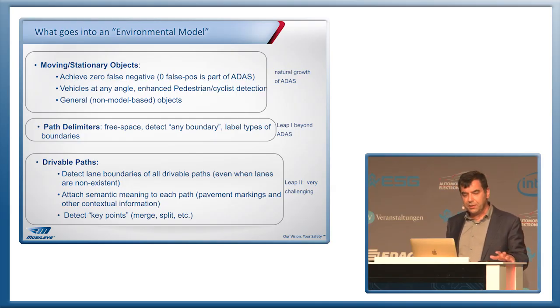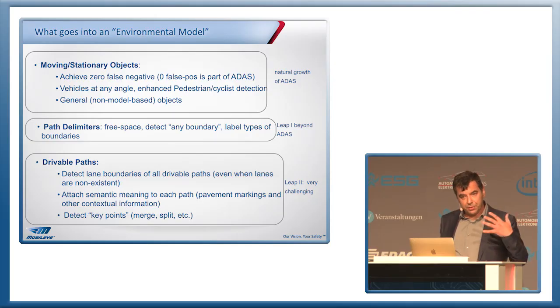The third one is really the killer. It is drivable paths. It is understanding where all the drivable paths are, reading all the pavement markings, connecting the drivable path with traffic signs, associating semantic meaning to each drivable path. Is this path heading to a highway exit? Is the path going straight? Is there a split? Is there a merge? All the stuff that we take for granted when we are driving is very, very complicated. And this is not part of driving assist today.